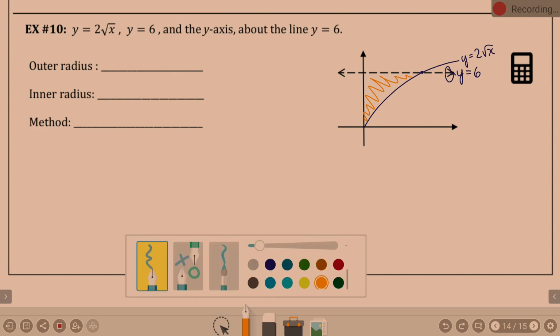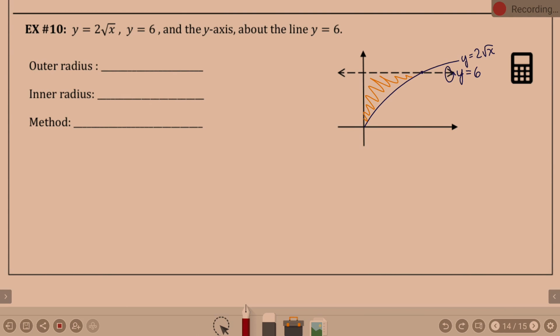So, let's see. Method is disk, we're touching again. So no inner radius. What is my main radius? 6 minus 2 square root of x, because we're supposed to be in terms of x, yes? Yep.